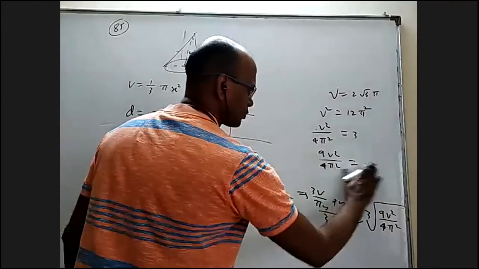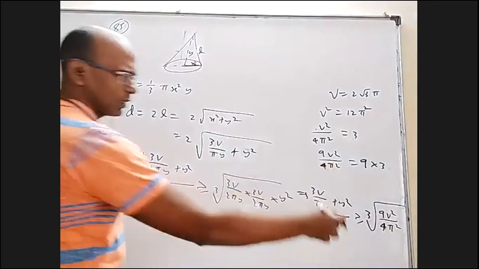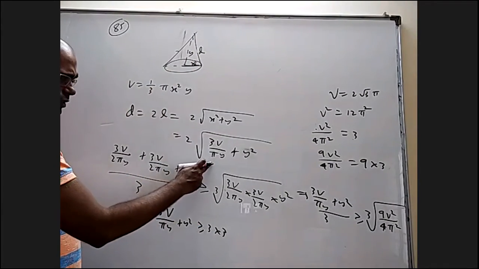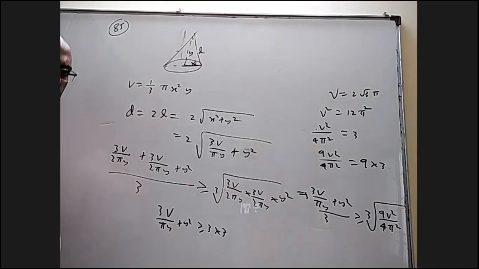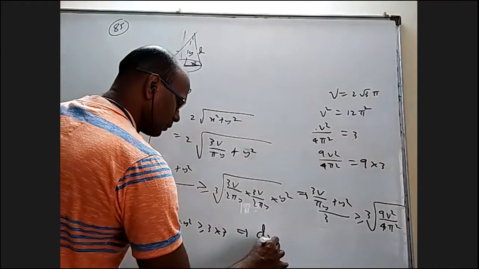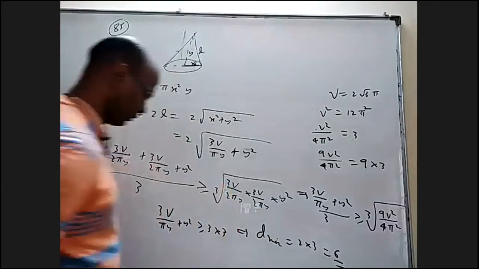This is 9 into 3. Okay, this 3 goes there and this value is 3 from this 9. Square root of 9 is 3 and 2 into 3 is 6. That's the least diameter. Okay, which implies D minimum is equal to 2 into 3, which is 6.